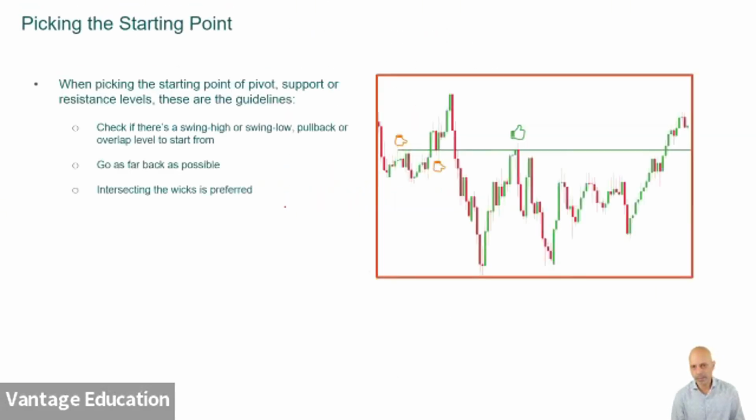Now, picking the starting point is important as well, right? There are several guidelines that we should adhere to. First of all, we check whether there's a swing high or swing low that has been formed, or whether there's a pullback or overlap level as well, right? So if we spot either one of these four types of resistance or support, that typically would be a good starting point. And depending on the time frame that we're on, whether we're on the H4 or H1 time frame, we should try to go back as far as possible. Intersecting the wicks is preferred as well, as you can see here, right?